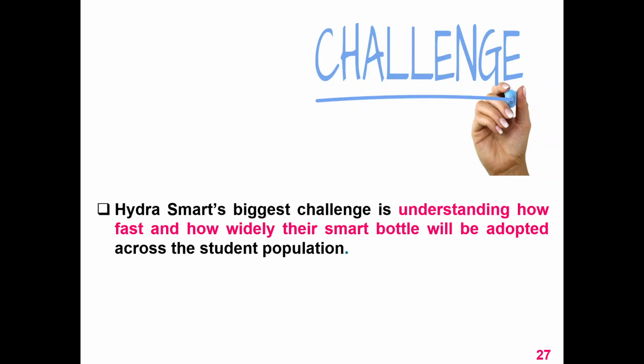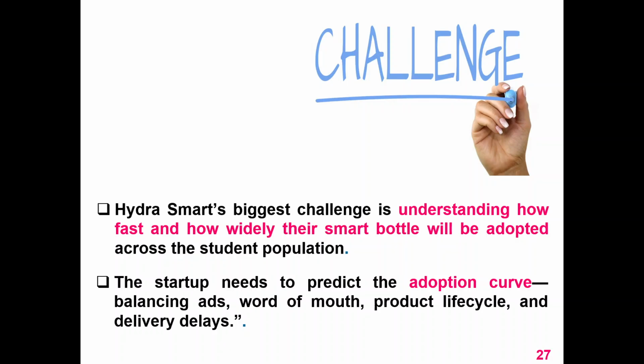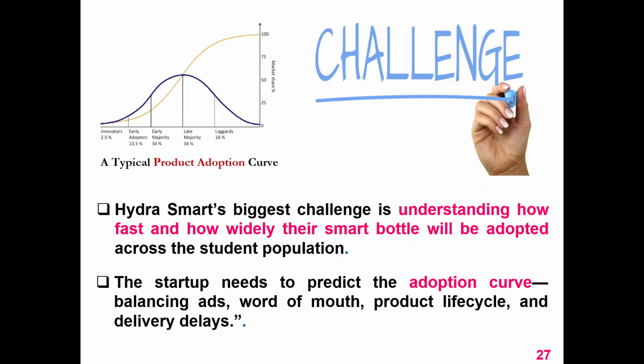The challenge here for Hydra Smart is to understand how widely and how fast their product will be adopted across the student population. The startup basically needs to predict the product adoption curve, and in order to develop this product adoption curve, we have to balance ads, word of mouth, product life cycle, and delivery days.